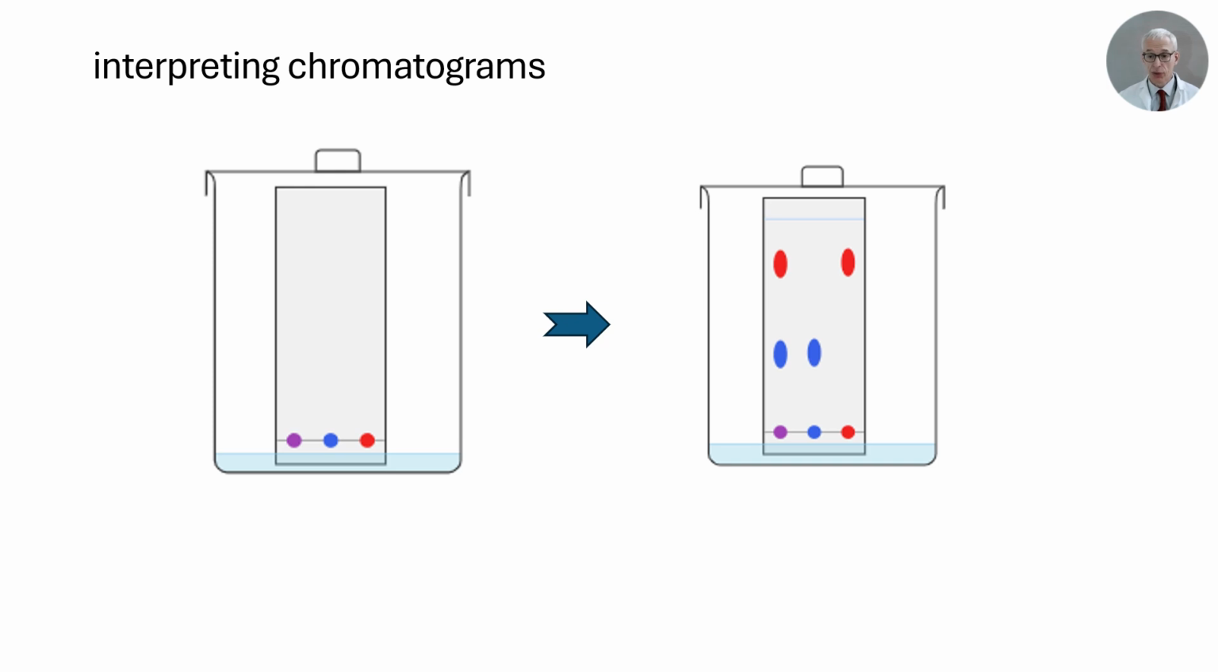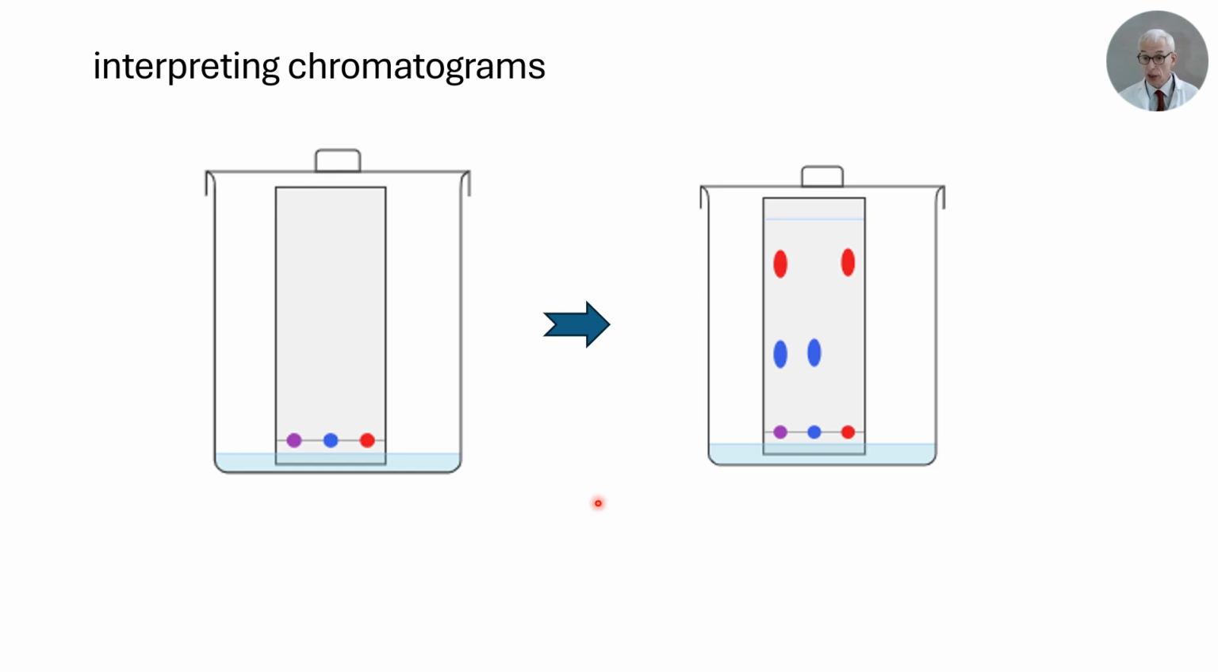So here is a problem for you to attempt. Here is the initial chromatogram, and here is the developed chromatogram. What can you say about the purple, the blue, and the red, shall we say, inks? Pause. Carefully think about what can be said, as much detail as possible. Come back to check against my analysis.